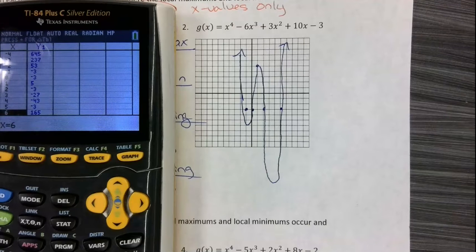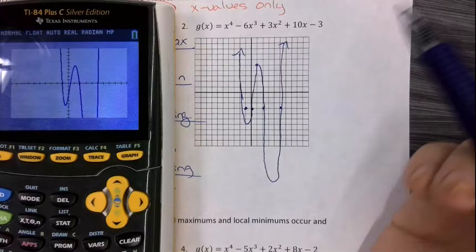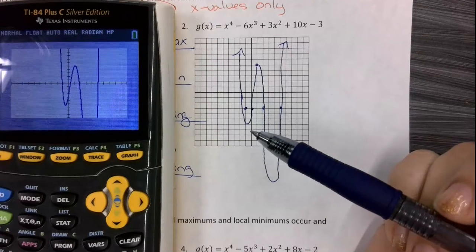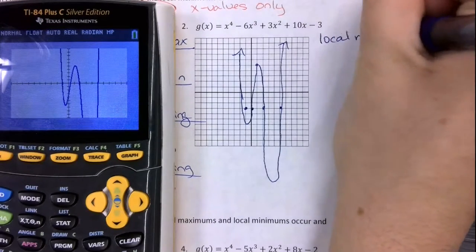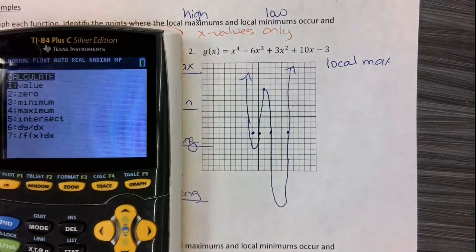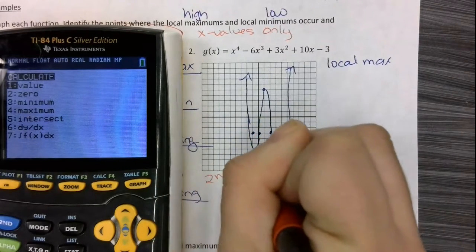One, -3. Okay, so on this one, I didn't want that, I wanted to see this graph. Do these points for the maximum and minimums, do they actually go through nice points? No. So what I want to do for my local max is I want to go second calc. And which one do I want to pick? Maximum.